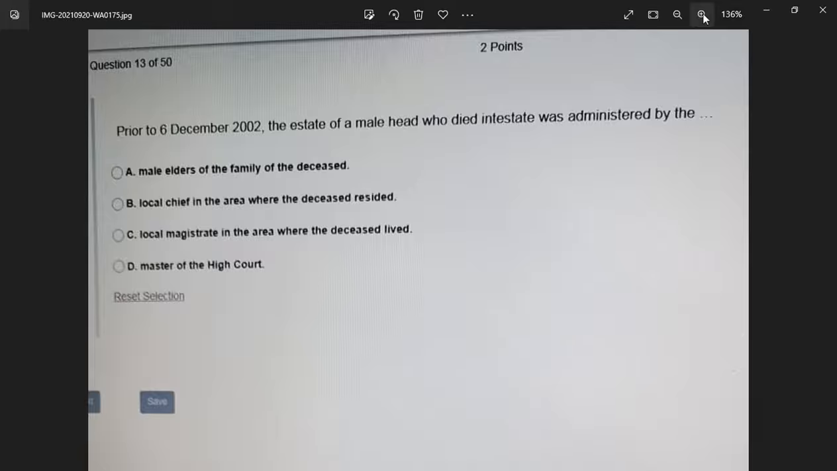It's 13, my answer is C. Yeah. Oh yeah, C. Local magistrate in the area where the deceased lived. Okay, this one is on page 104. Yeah, I found this on page 104. The answer is option C, local magistrate in the area where the deceased lived. They wrote something about where the deceased was residing, something like that.